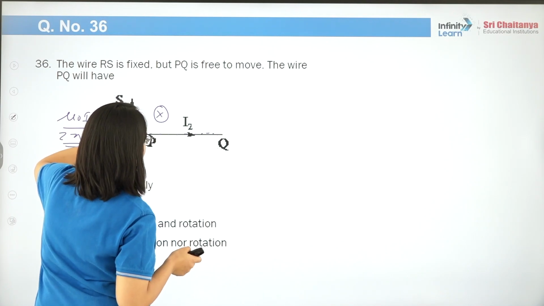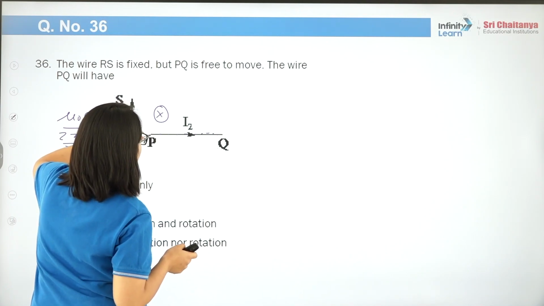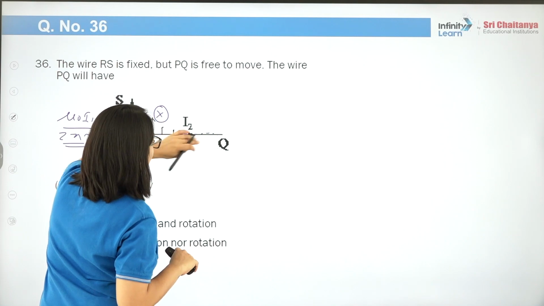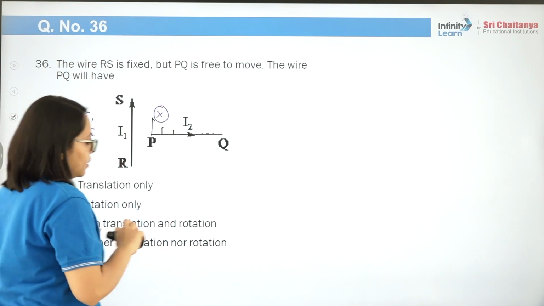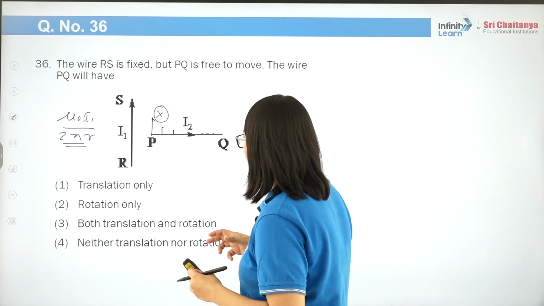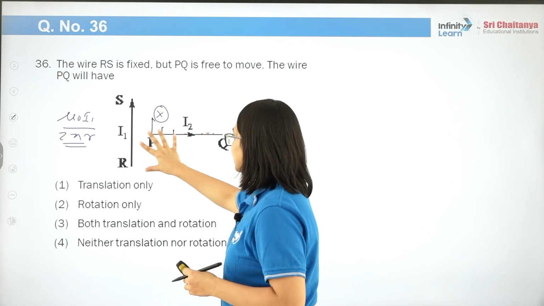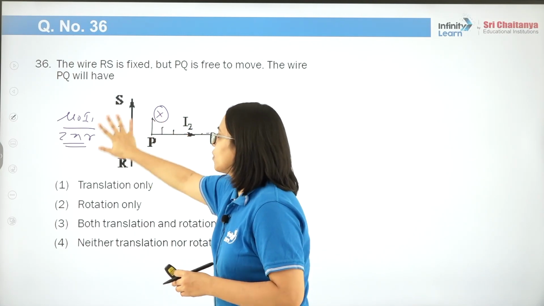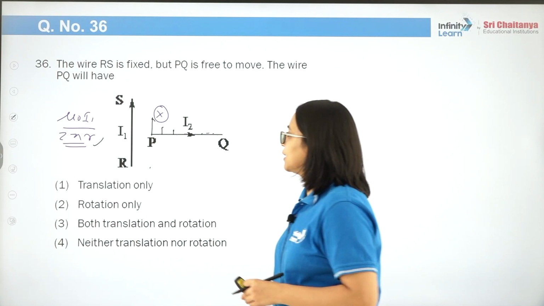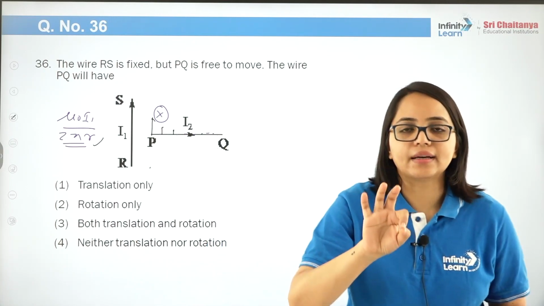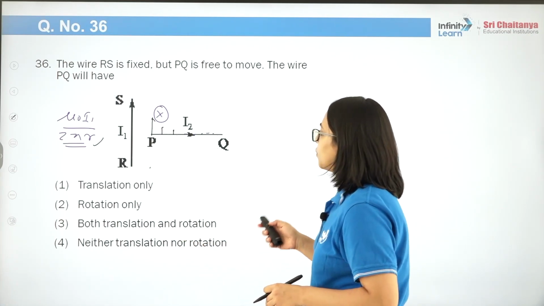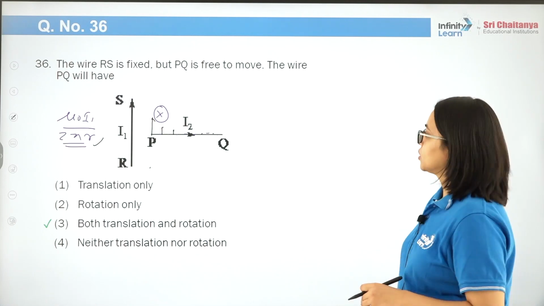Okay, I L cross B. Since B is variable, the force will change according to these points. Fine. So it will translate as well as rotate. Why? Because the net force here is not constant. It is continuously changing because the value of r is changing, right? As r is increasing, the value of magnetic field will decrease, and I L B sin theta will decrease with the increase in the value of r. Fine. So here, the wire will perform both translational as well as rotational motion.